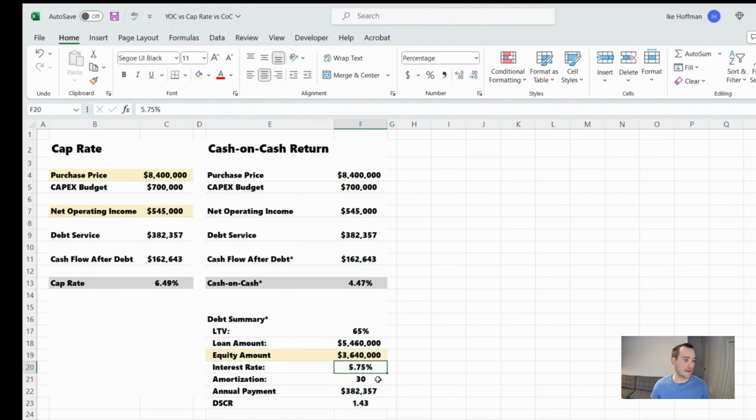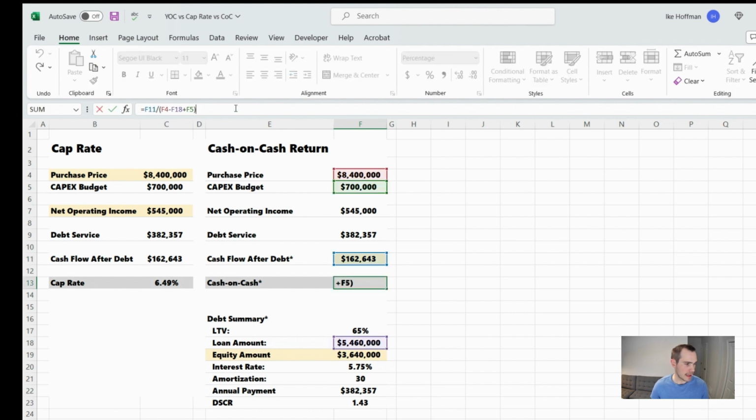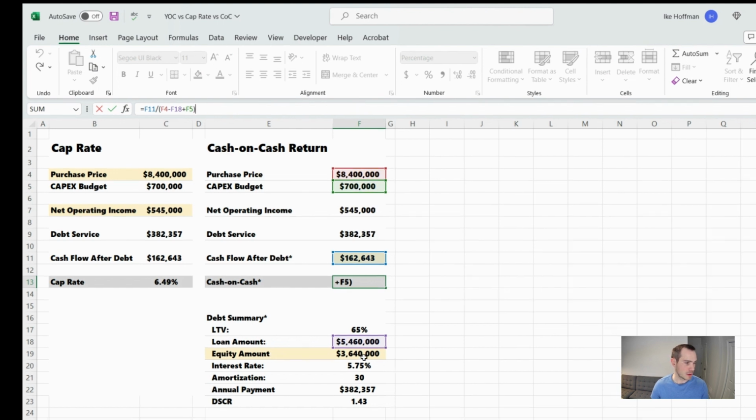We have an interest rate of 5.75%, an amortization period of 30 years, and then that annual debt service payment comes out to $382,000, which is represented here. And that leaves us with the cash flow after debt of 162,643. So if we calculate the cash on cash, we would take that 162,000 divided by this 3.64 million.